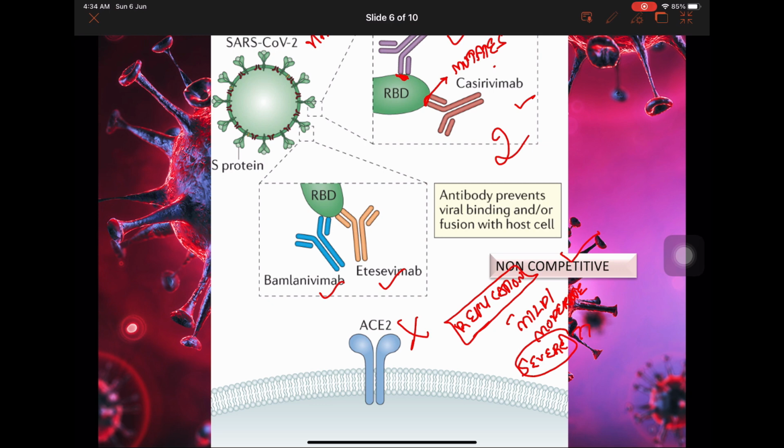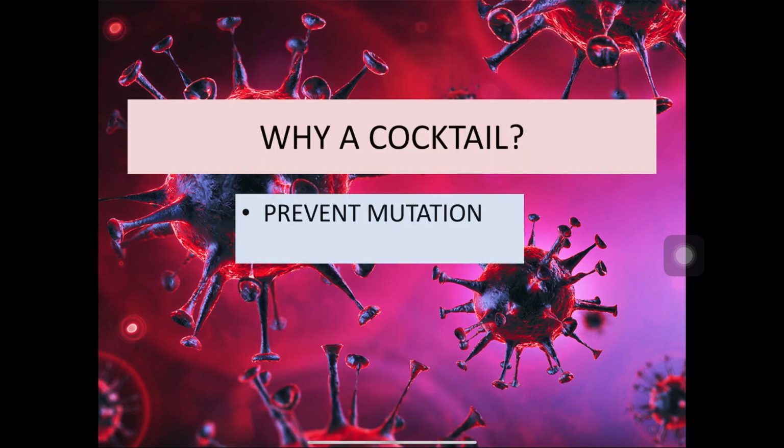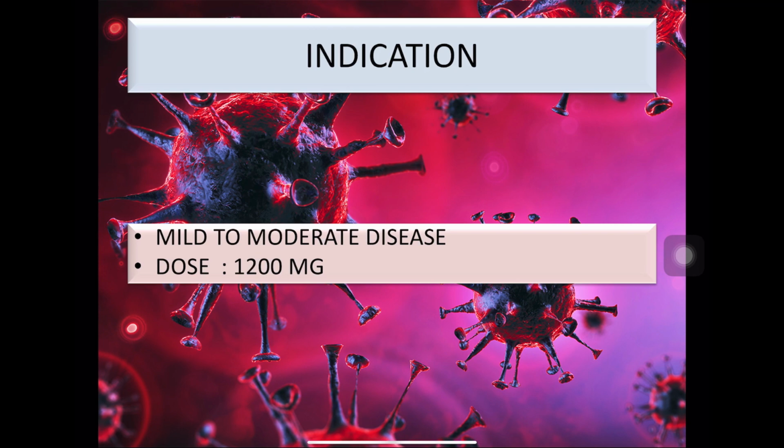What it does is prevent the SARS virus from binding to the ACE2 receptor. So it is useful only when the patient is actually developing the disease. It is not very effective in full-blown disease. You have to remember that. So why a cocktail? It prevents mutation. So the indication is mild to moderate disease.